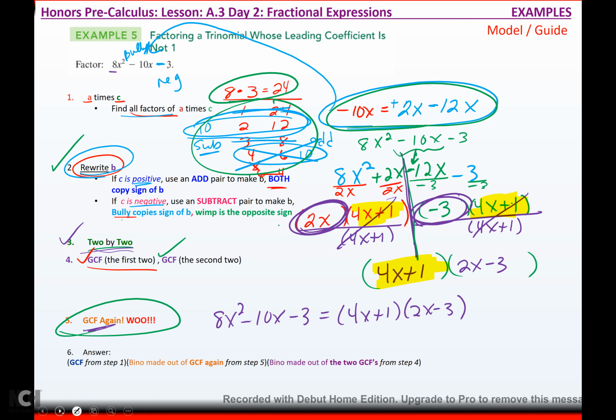Okay? And if you look at the graph, this would say that it crosses at negative 1/4. This would say it crosses at positive 3/2.